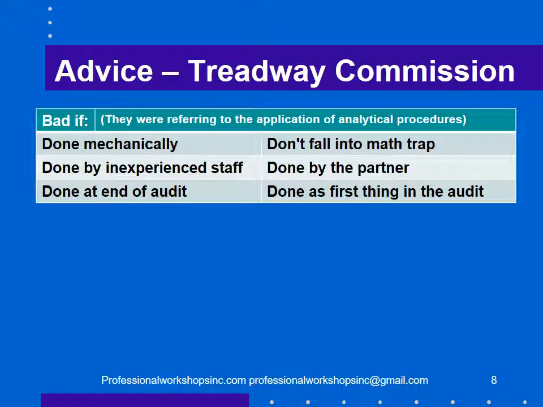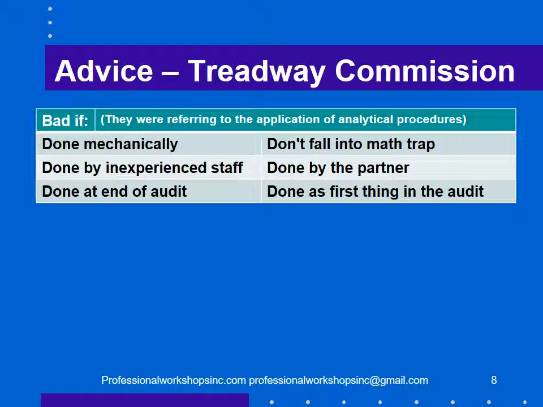And I quote the advice of the Treadway Commission, and they were talking about the application of analytical procedures, but I think these three things that they talked about there, done mechanically, done by inexperienced staff, and done at the end of the audit, can be applied in many audit situations, and those are three bad ways of doing an audit. With respect to materiality done mechanically, well, if you just automatically decide that in every audit you're going to use 5%, you've fallen into a math trap, and your materiality will either be too high or too low, and it won't be right. So don't do that.